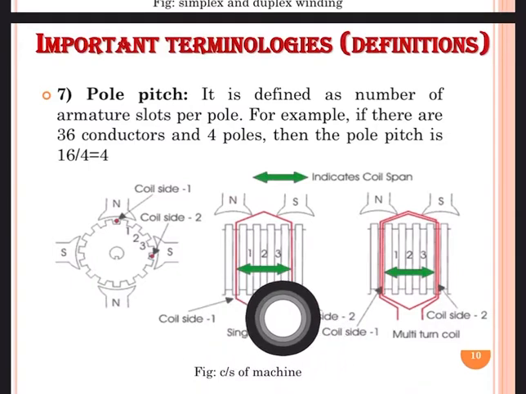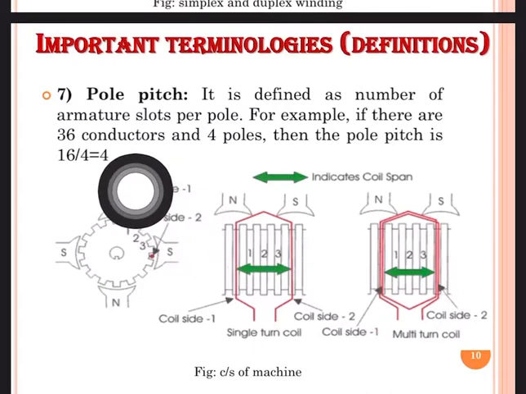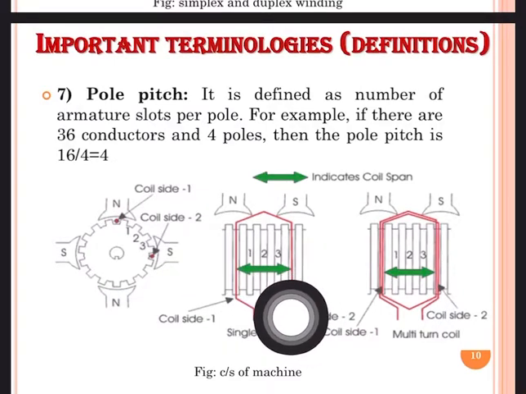This is the arrangement of the coil. This is the front conductor and this is the back conductor. In between, 3 slots are vacant. Same here, because the pole pitch is 4, that's why the vacant slots are 3.